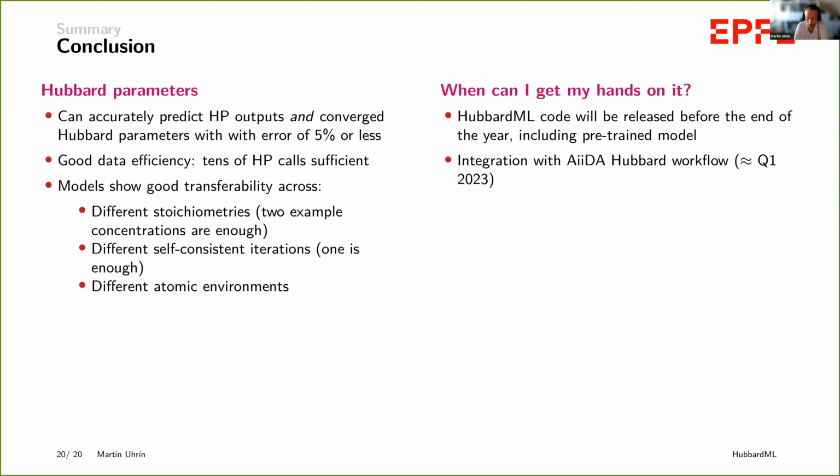And of course, this will be integrated with AiiDA workflows, so you'll be able to calculate Hubbard parameters automatically using AiiDA workflows, and then pass this to the model, and then start using the machine learning part of it.